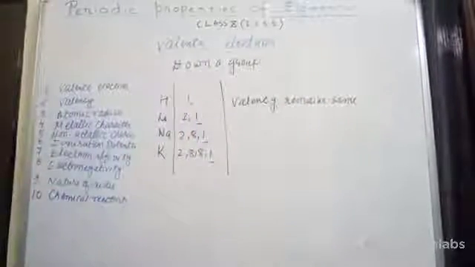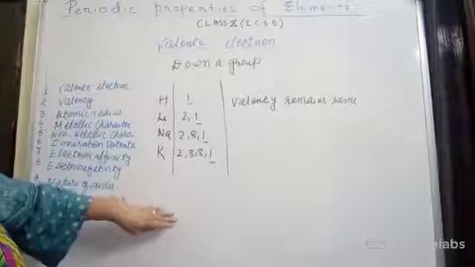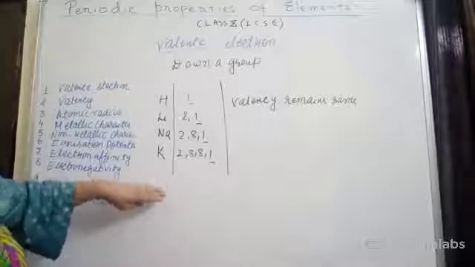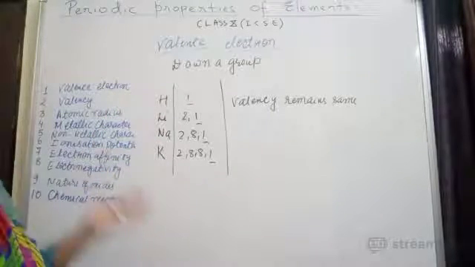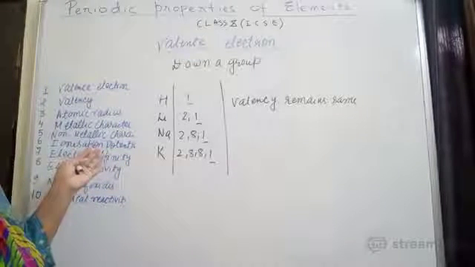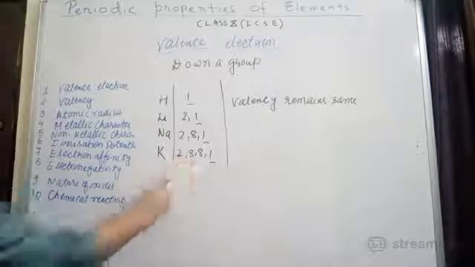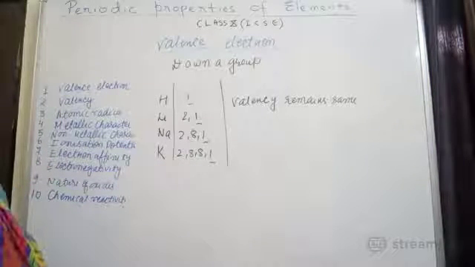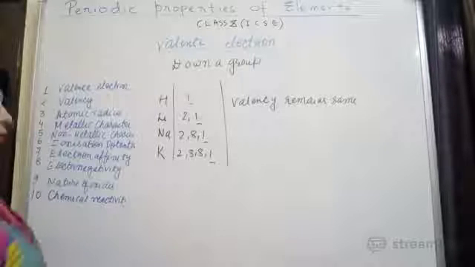Clear to everyone? So when you move from top to bottom, down or in the group of the modern periodic table, you will see valency remains same. Why valency remains same? Since they have same valence electron, so valency also remains same. Clear to everyone? Okay. Any doubt? So you can write in the chat box, beta. Do you have any doubt? Okay.